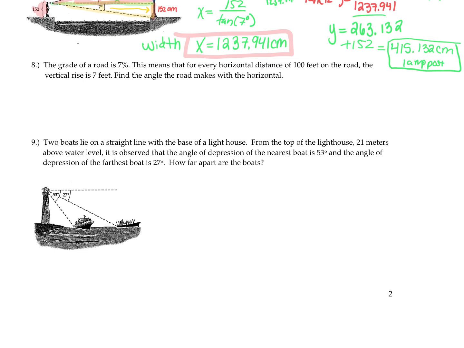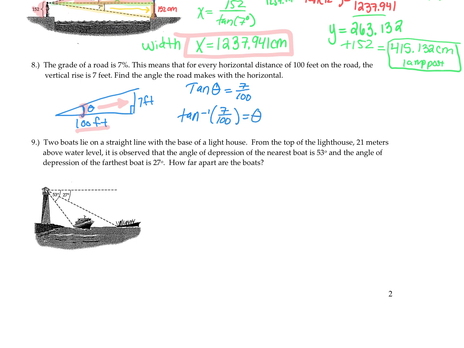All right, in question 8, it says the grade of a road, 7%, means that for every horizontal distance of 100 feet, the vertical rise of the road is 7 feet. And they want us to find that angle of elevation. So again, this is a tangent problem because I have opposite over adjacent. So the tangent of, let's call it theta, you can really use any variable, is going to equal 7 over 100. That means the tangent inverse of 7 over 100 is going to equal theta. I type that in my calculator, and I get that my angle of elevation is 4.004 degrees.